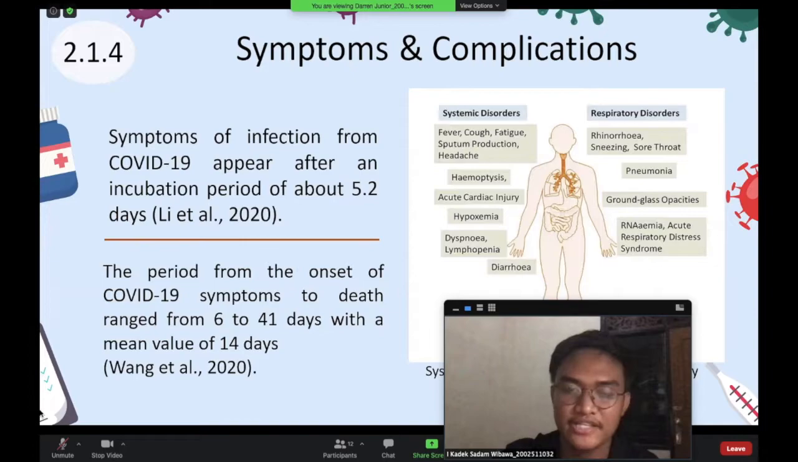Symptoms and complications. Symptoms of infection from COVID-19 appear after an incubation period of about 5.2 days. The period from the onset of COVID-19 symptoms to death ranges from 6 to 41 days with a mean value of 14 days. The most common symptoms at the onset of COVID-19 are fever, colds, and fatigue, while other symptoms include sputum production, headaches, hemoptysis, diarrhea, dyspnea, and lymphopenia.